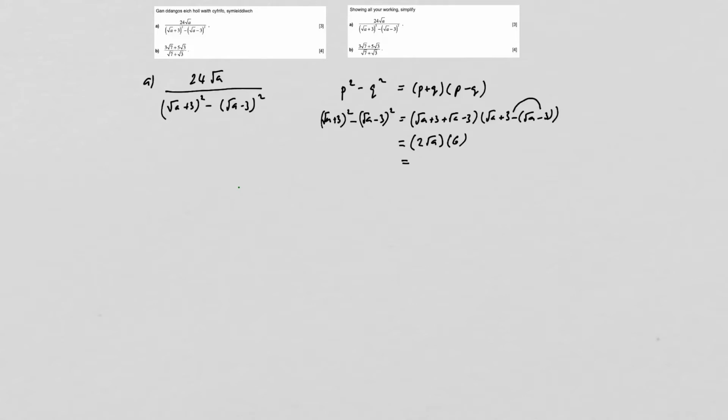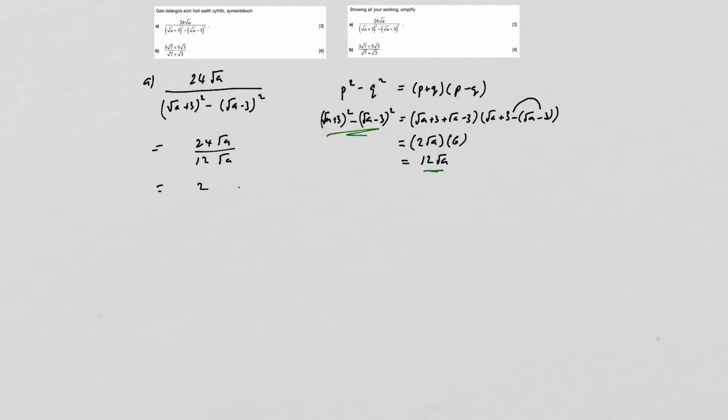So altogether that gives us 12 root a, which is very nice that something so complicated that we start off with, this thing, becomes something relatively simple. And in fact, when we substitute that back into the original question, this becomes 24 root a over 12 root a, which is of course just 2.